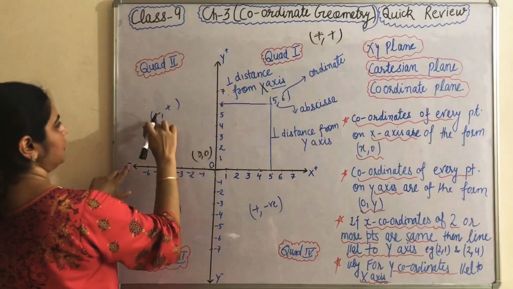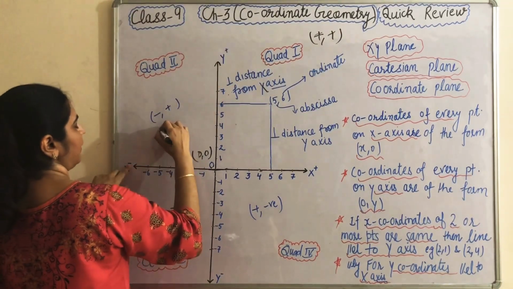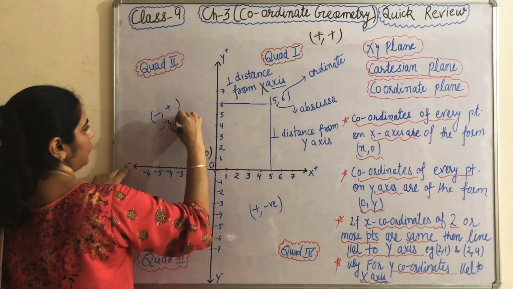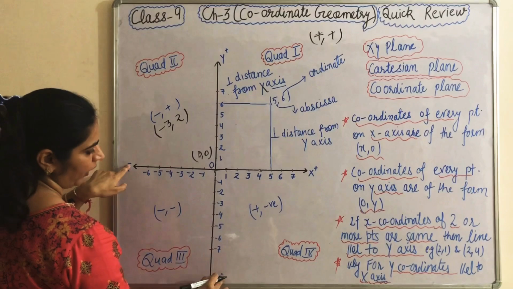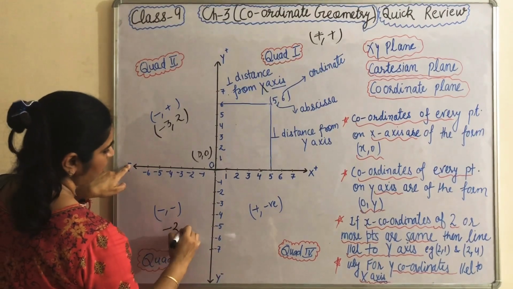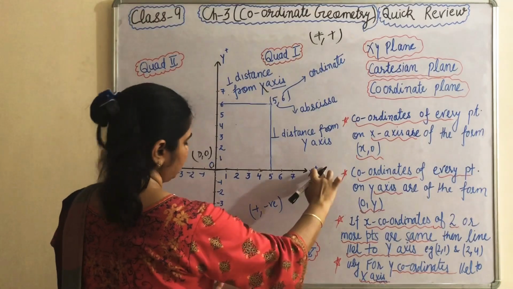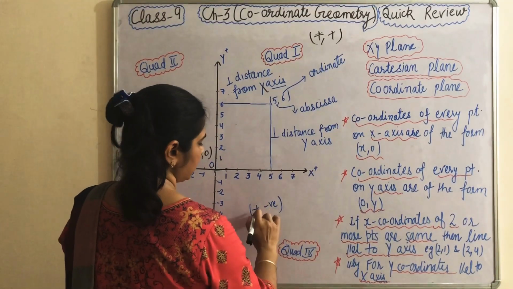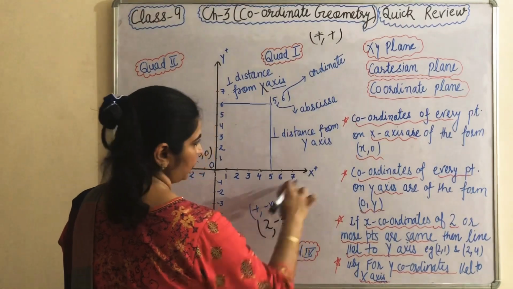And here the first is negative, the second positive: x negative, y positive. One example I am taking, suppose minus 3 and 2. In the third quadrant both are negative, x is negative, y is also negative. And if x is positive and y is negative, first positive, second negative, the point will lie in the fourth quadrant.